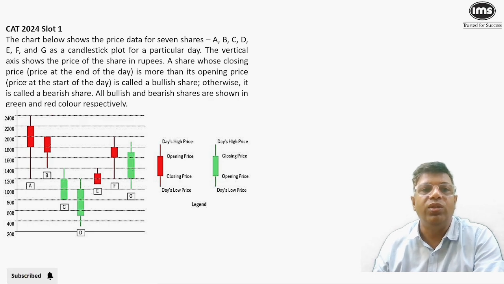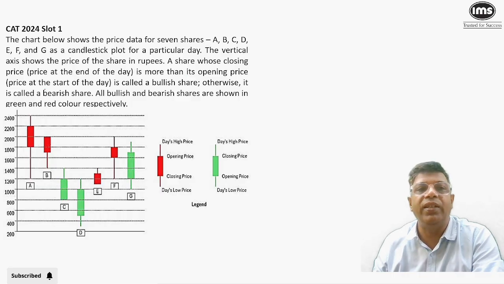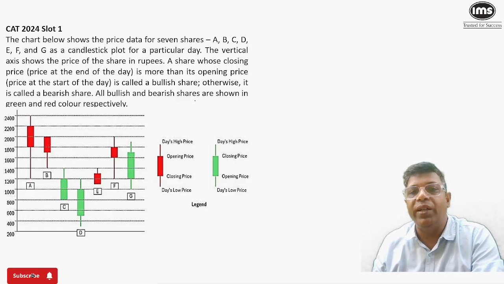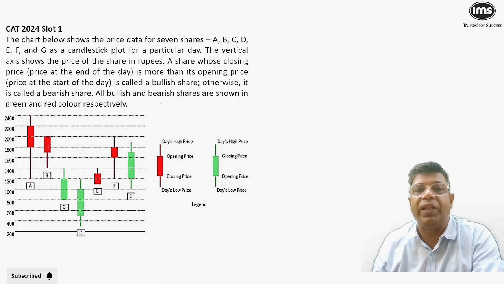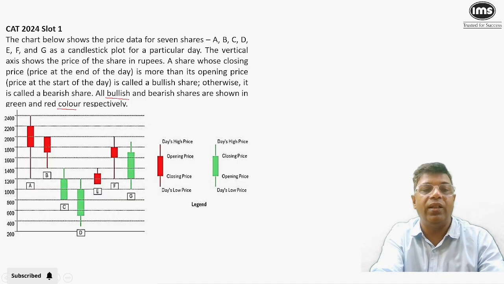A share whose closing price, that is the price at the end of the day, is more than its opening price, that is the start of the day, is called a bullish share. Bullish means closing price is more than opening price. Otherwise, it is called a bearish share. All bullish and bearish shares are shown in green and red color respectively. It means all bullish shares are in green. So you can clearly say which are the shares that are bullish.